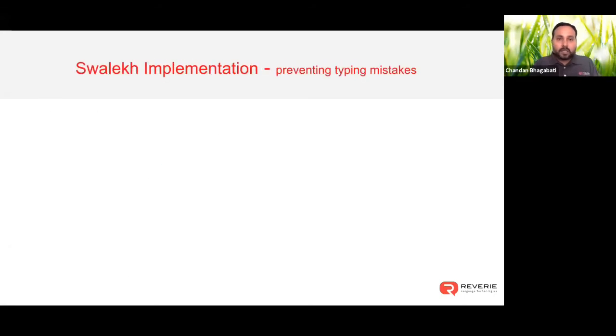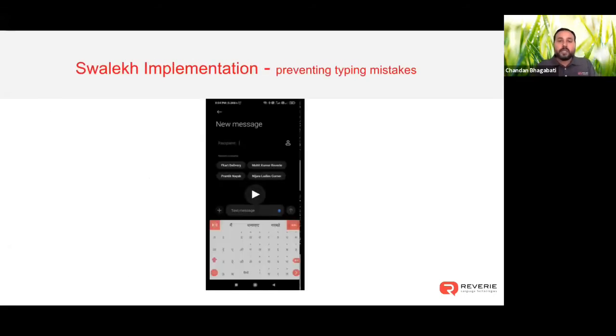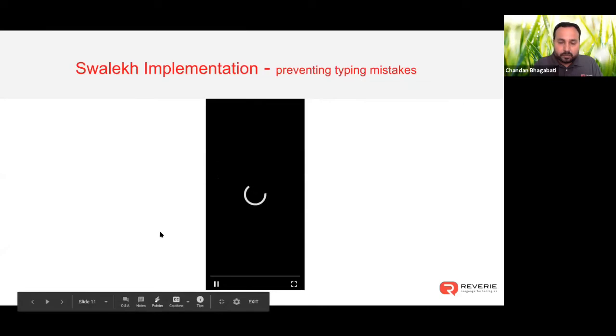So let's say while building our Swalek keypad, how did we try to prevent this kind of typing? As I said earlier, in the Swalek keypad, even if you try to type a wrong pattern or wrong combination, whatever we have talked about so far, you will not be able to type such a wrong pattern.